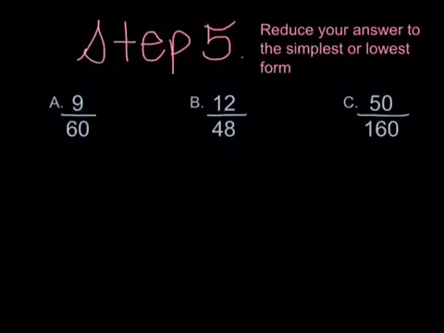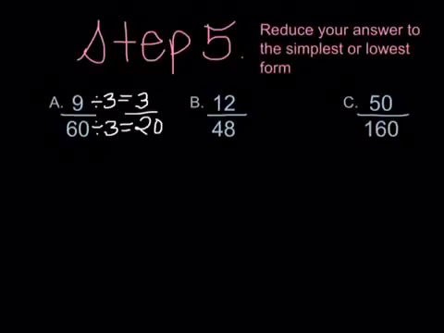For step 5, in multiplying fractions, reduce your answer to the simplest or lowest form. This means you need to be able to reduce your fraction so you can no longer divide them by the same number anymore. So for example, in question A, 9 over 60, you should be able to divide this by the same number. So 9 and 60 can both be divided by 3. When you divide 9 by 3, you will get 3. Then when you divide 60 by 3, you should get 20.